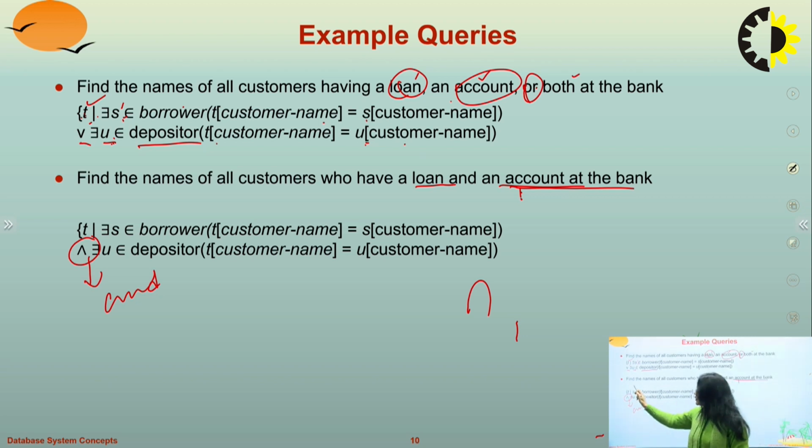We are writing there is a tuple T. We need to find out the tuple T. There exists tuple S, element of borrower, and we are making the relationship between T and S. So T customer name is equal to S customer name, and there exists U in which relation? Depositor. Right? And we want to establish the relationship between T and U. So T customer name is equal to U customer name.